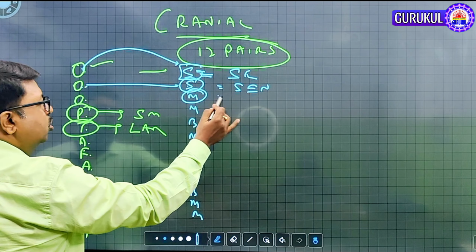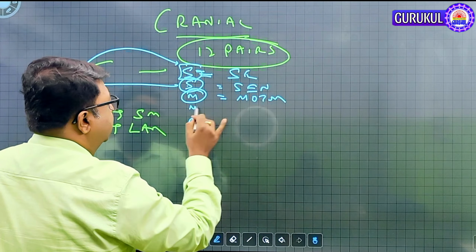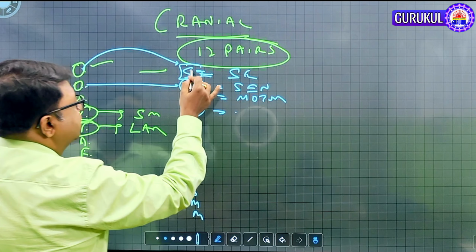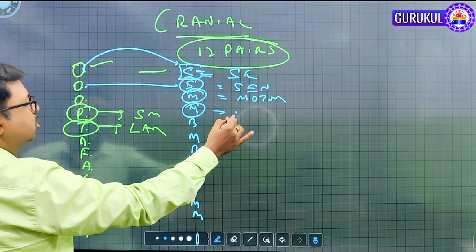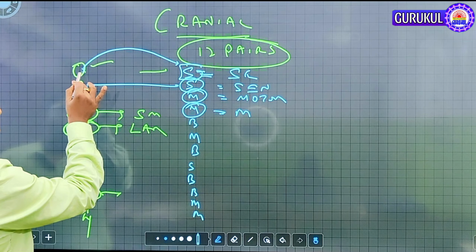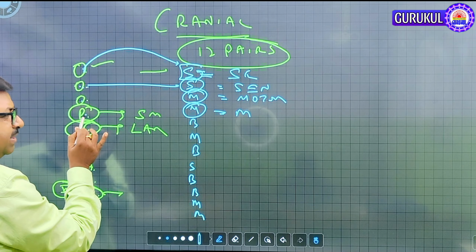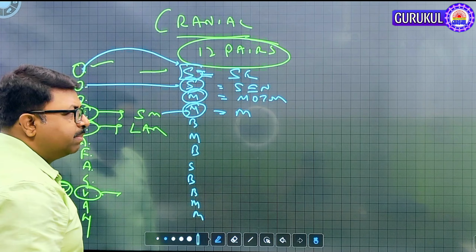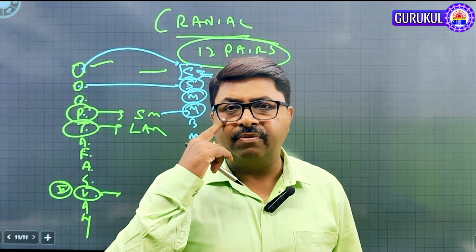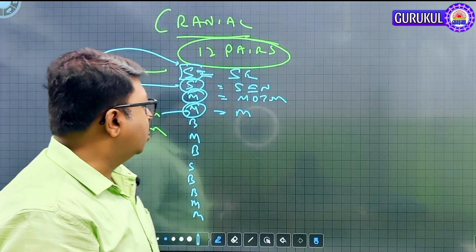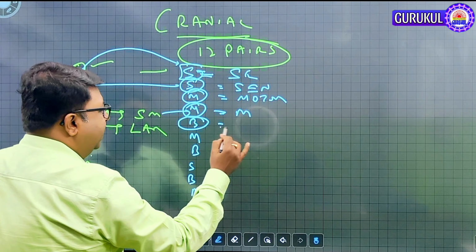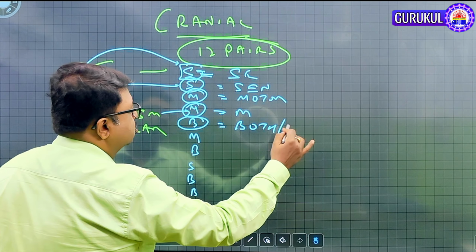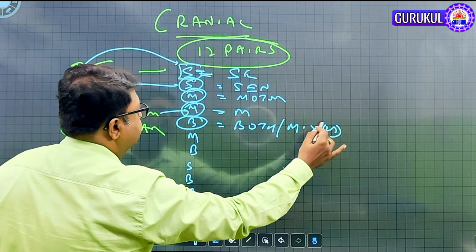M for what? Motor. This M for, some say money matters, M for again motor. Olfactory, optic, oculomotor. This is pathetic. Pathetic means eyes, so that is also motor. But what is this B? B is for both. So it's also called a mixed nerve.